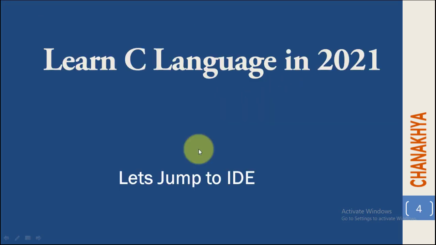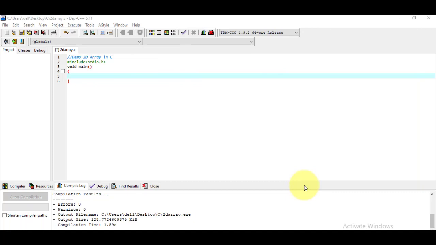So now let's jump to our integrated development environment for better understanding of the array. Here I'm going to demonstrate how to use a two-dimensional array, or how to write a program using a two-dimensional array in C. I have already saved the program with the name 2darray.c, and I have written certain lines to save time.